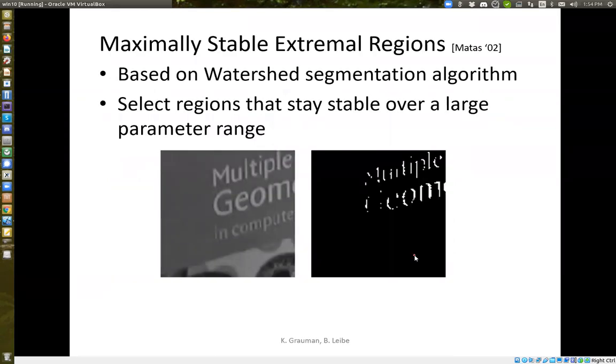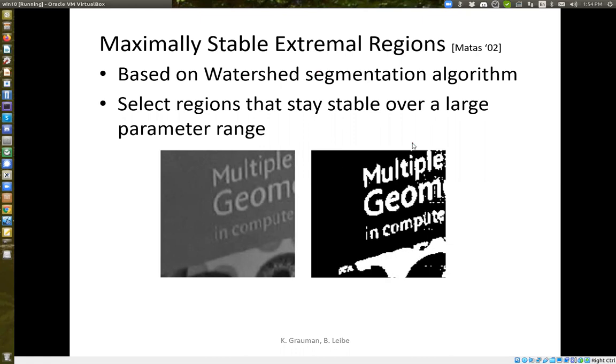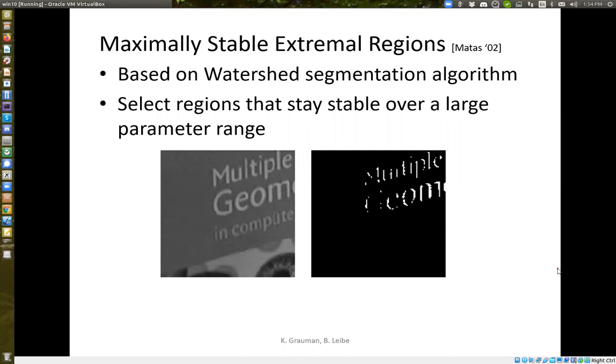Let's also mention one other keypoint extractor. This is known as the maximally stable extremal region. What it does is pretty simple. It just uses a watershed segmentation algorithm. The watershed segmentation algorithm, we won't go into detail for this one. Basically, you set a threshold. It's like pouring water into some, what should I say?